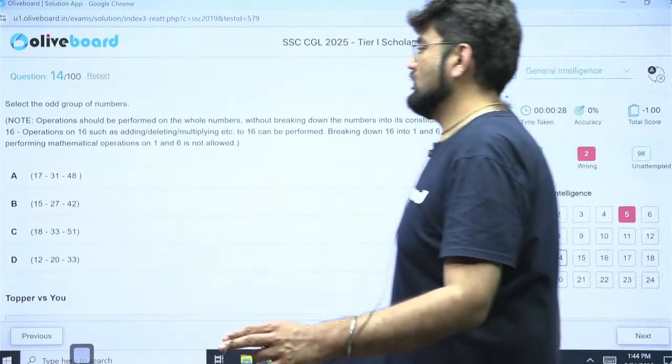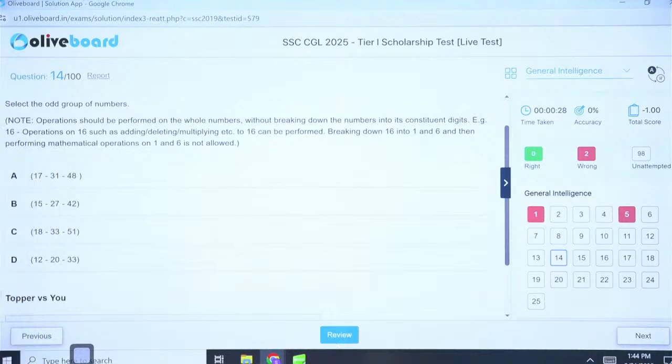Okay, try this one. The odd group of numbers. We need to figure this out. Which one is the odd group of numbers? Check for a common logic and get your answer.